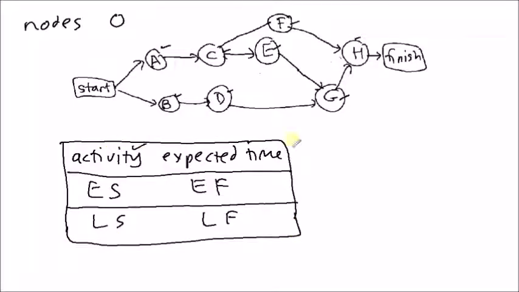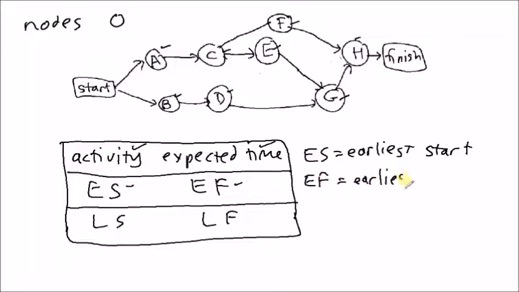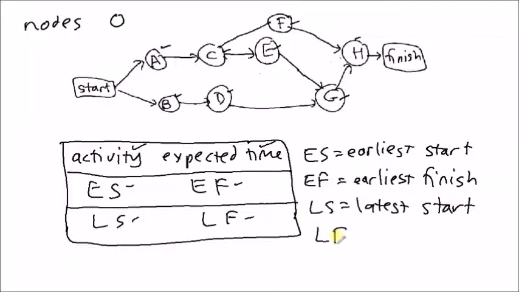Activity is the name of the activity, like A, B, C, and so on. Expected time is the expected time we calculated earlier for each activity. ES stands for earliest start. EF stands for earliest finish. LS stands for latest start. LF stands for latest finish.